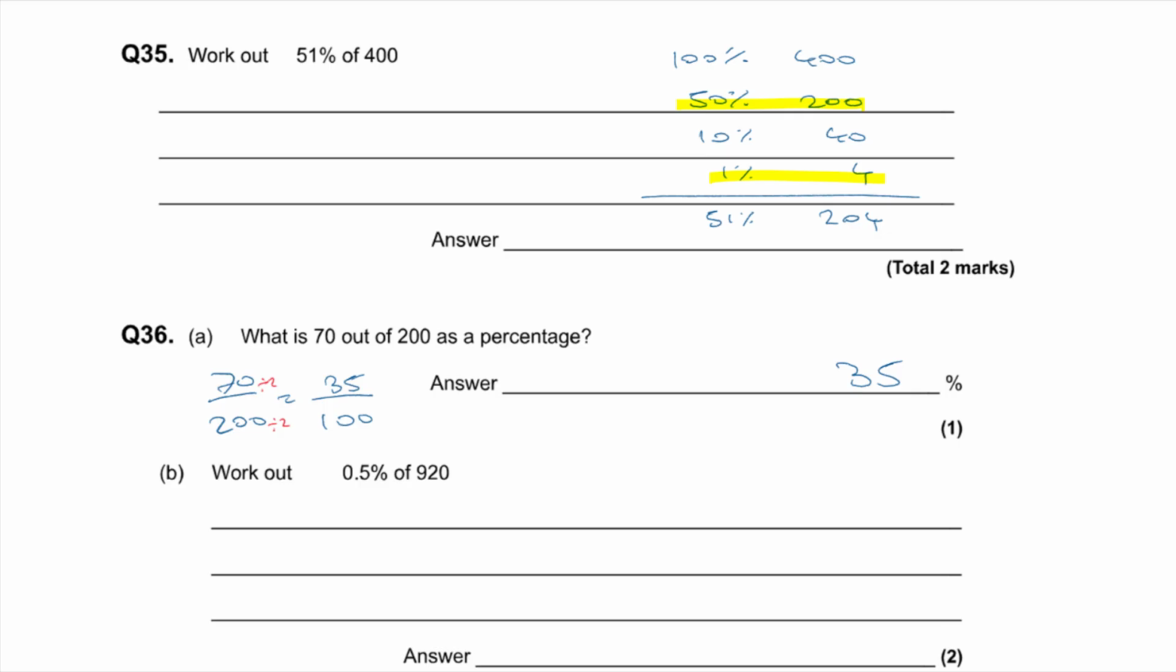B, work out 0.5% of 920. 100% is equal to 920. 10% is going to be a tenth of that, that's 92. 1% is going to be a tenth of 92, which is 9.2. And then 0.5% is going to be half of 1%. So what's half of 9.2? Well, half of 9 is 4.5. Half of 0.2 is 0.1. So 4.5 and 0.1 is 4.6, isn't it? So 4.6 is half of 9.2. And that's my answer then. It's going to be 4.6.